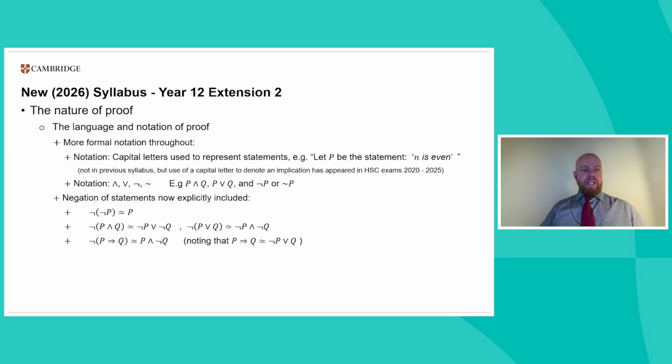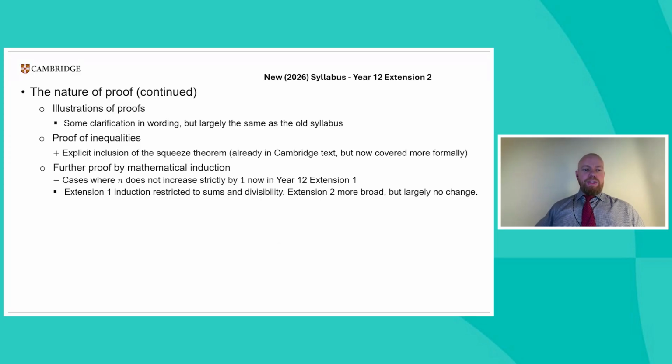So the official inclusion now, I think in a way creates a level playing field in the sense that we know we're covering it. Next slide, please. Illustrations of proof are largely the same. That's where your proof by contradiction, contrapositive, that kind of thing is all in there.